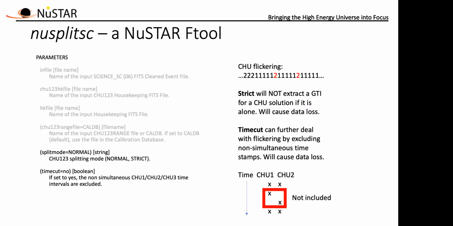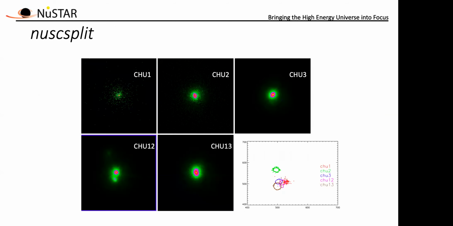So what we can do is use this NuSplit SC tool, and what it does is it allows us to divide the data into each different camera head unit. At this point, so this is like a new pipeline, you can run the new products on each of these files individually and get exactly the same data out as you can from just normal data.